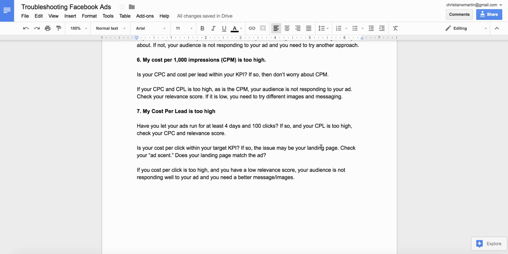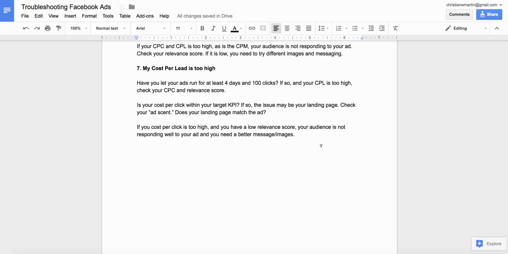Number 6, my cost per 1,000 impressions is too high. So again, I have to ask, is your cost per click and cost per lead within your key performance indicator target? Is that okay? Is it acceptable? If so, don't worry if CPM is too high. If your cost per click and cost per lead are too high and so is the CPM, that means your audience isn't responding well to your ad. So check your relevance score. If it's low, again, you need to go back to the drawing board. You either have the wrong audiences, the wrong images, or the wrong messaging.